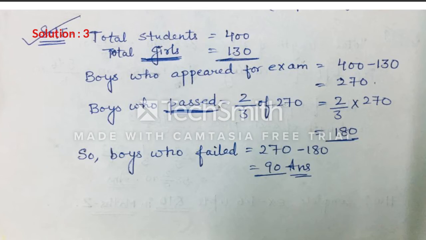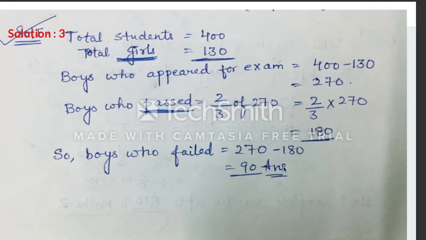The question is asking us how many boys failed. What was the total number of boys who appeared? 270. How many boys passed? 180. So how many boys are there who failed? It will be total boys 270 minus the number of boys who passed, that is 180. So it comes out 90 as the answer. Understood? Completed. Let's move to the next question.